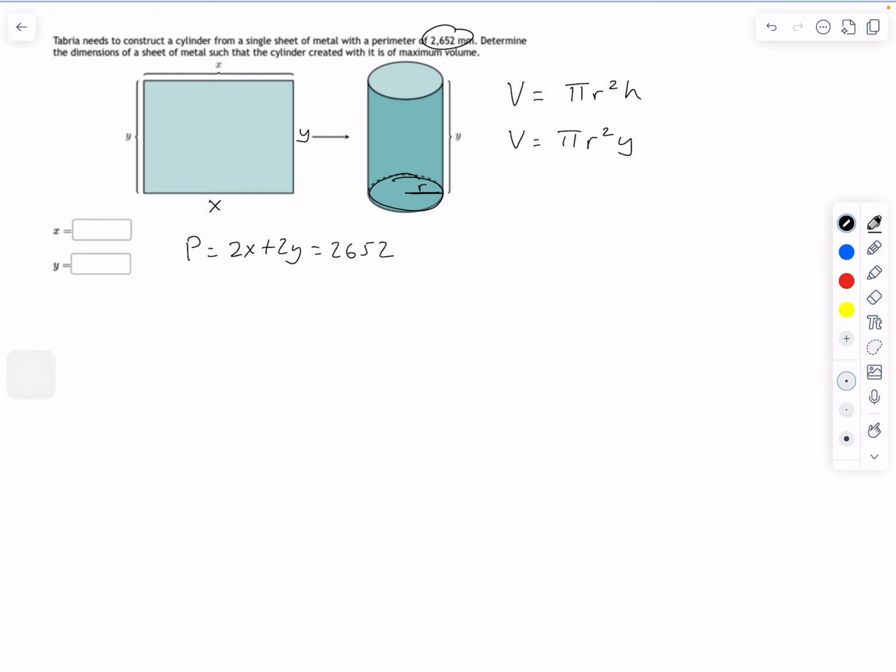We also need to find the r now. The r in the equation is going to be the rolled up section of the x value. So that is the circumference. So 2 pi r is our equation for circumference, and that's going to be equal to our x value. So our r is equal to x over 2 pi.